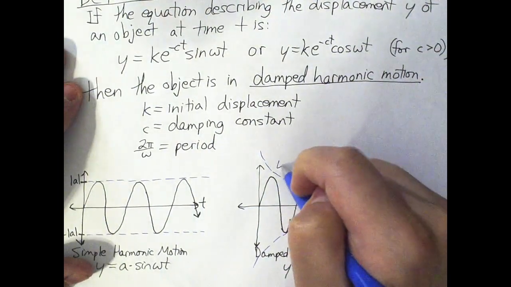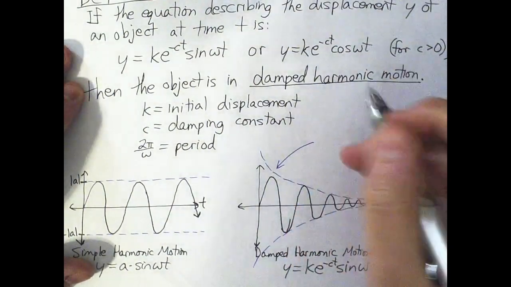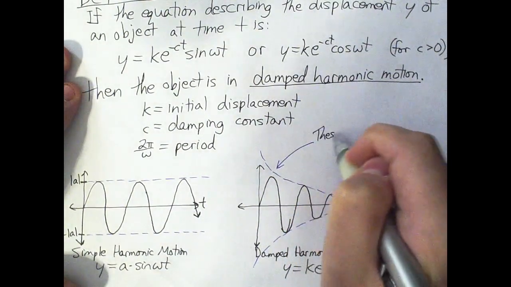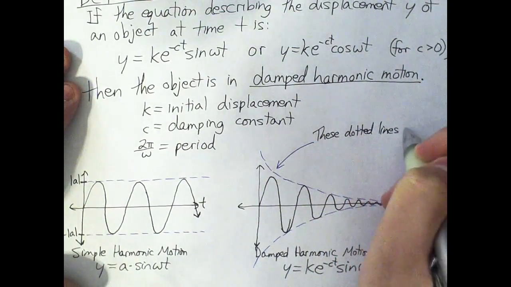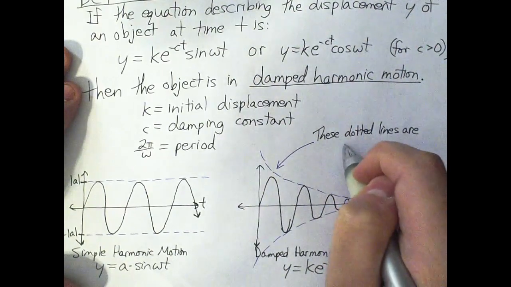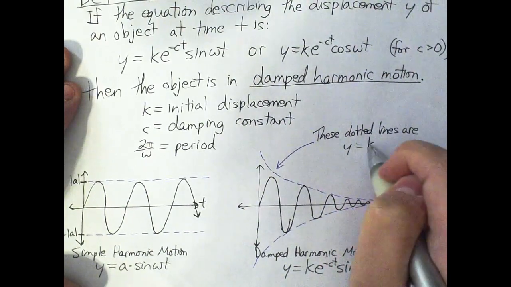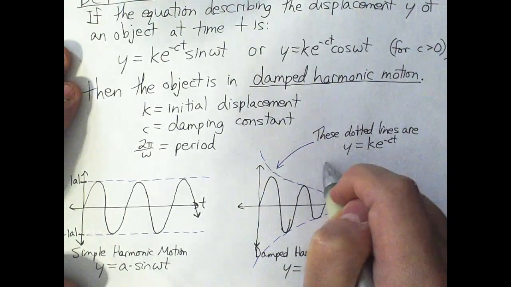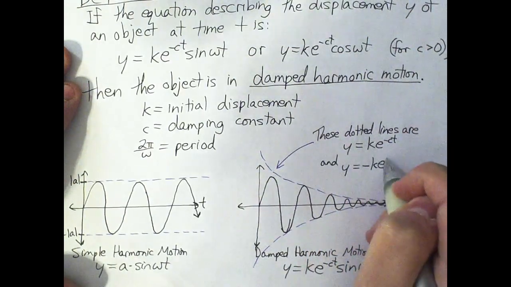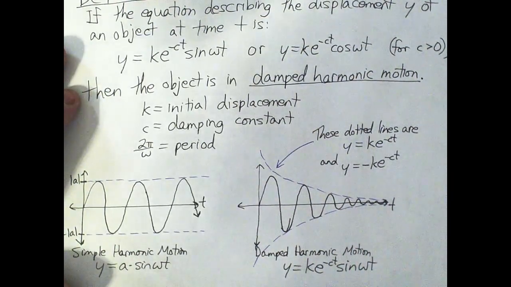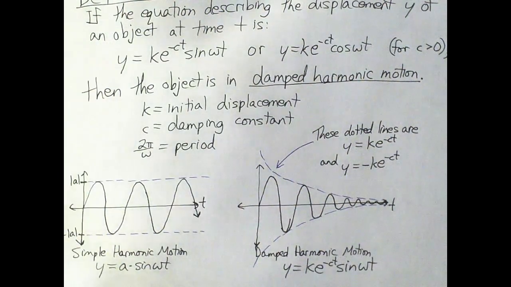In fact, these dotted lines are the function y equals k e to the negative ct and y equals negative k e to the negative ct. Those are the equations of those two curves. So if they look kind of exponential in a way, that's why.